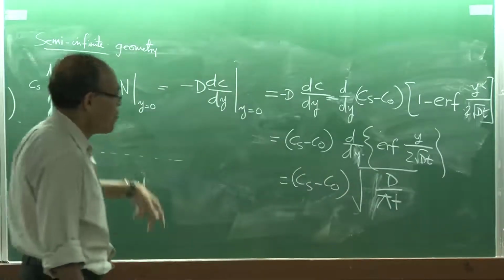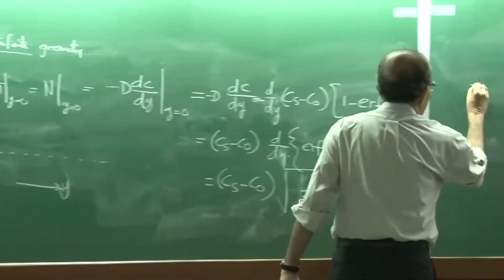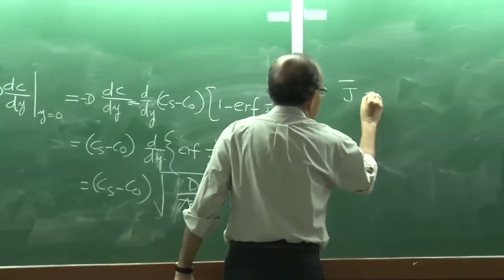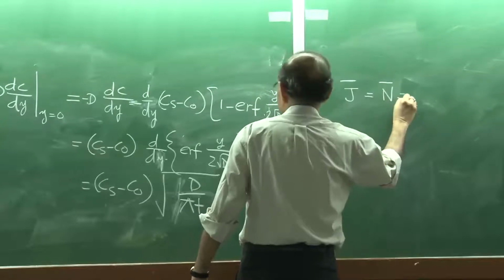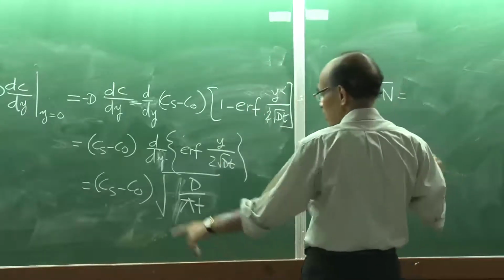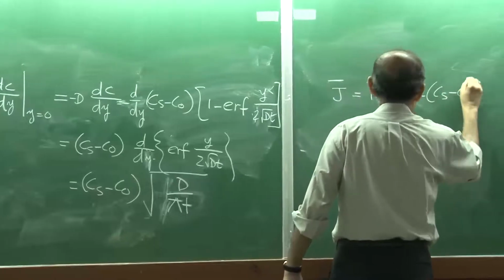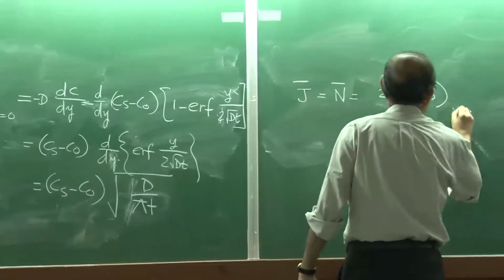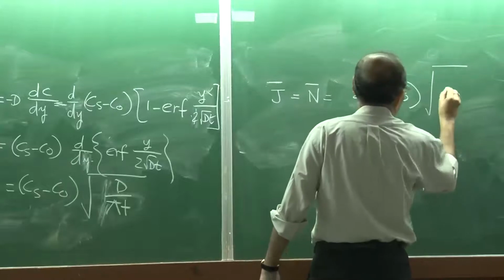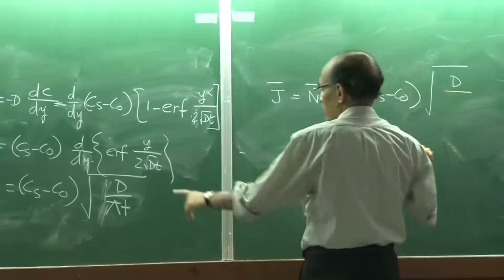and if you do time averaging, then the time averaging gives us the J average is equal to N average is equal to, if you time average this, then the 2 into Cs, exactly the same expression actually which I have done, and this represents D divided by pi t.